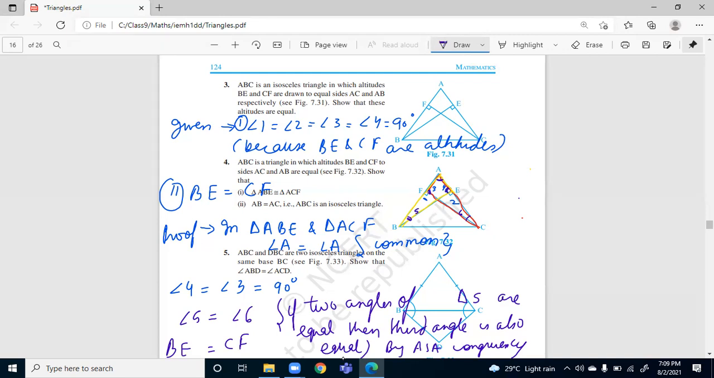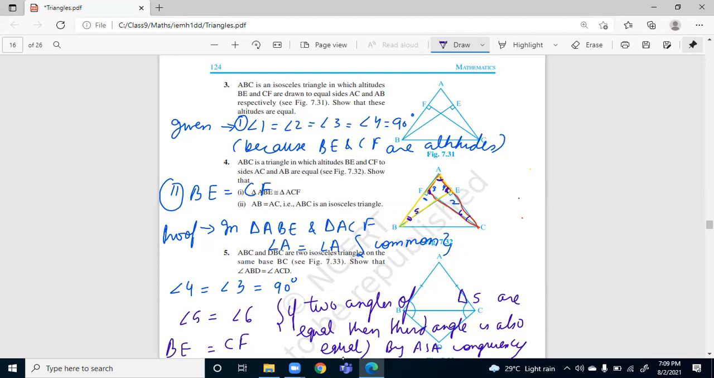So yeah, definitely we can use AAS, but I have not used it because it is not explicitly shown before. In our book, they have shown us three criteria till now: SSS, SAS and ASA. So I have not moved to AAS. I have not moved to RHS till now.